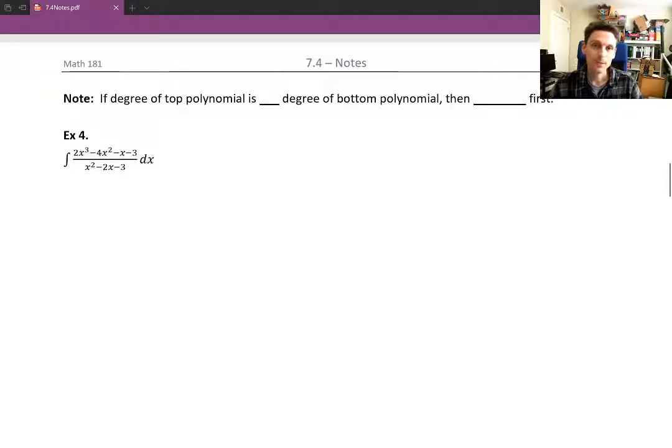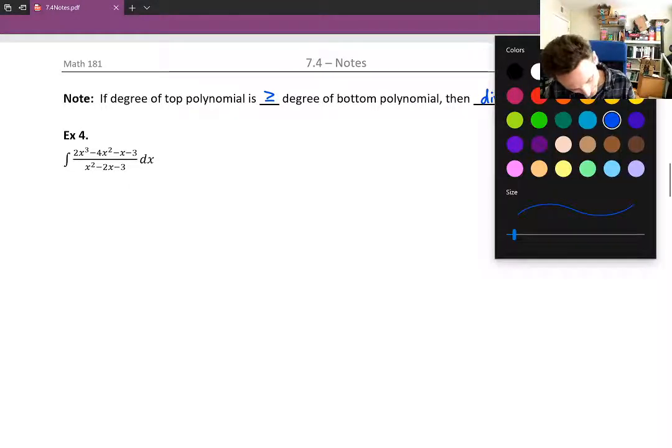In order for the method of partial fractions to work, the top degree has to be less than the bottom degree. So what happens if that isn't the case? What happens if the top degree is greater than or equal to the bottom degree? Well, in that case, you would divide first. So we're going to have to do some long division of polynomials. A favorite pastime, right? All right, let's get started.